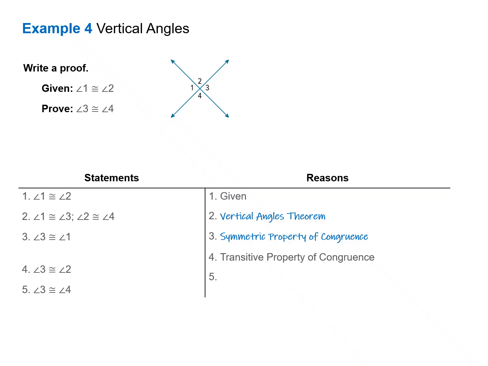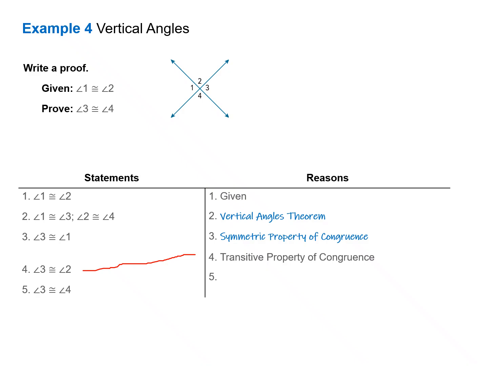Then angle 3 is congruent to angle 1 by the symmetric property of congruence. Do you see right above, angle 1 is congruent to 3? We'd already said that they were vertical angles. So how do we flip this around? It's the symmetric property of congruence. Next, line 4 goes to the transitive property. Angle 3 is congruent to angle 2. Well, how is this so? Because angle 3 is congruent to angle 1 and angle 1 is congruent to angle 2, so therefore angle 3 is congruent to angle 2 through the transitive property of congruence. Then how do we get to 5? Angle 3 is congruent to angle 4.